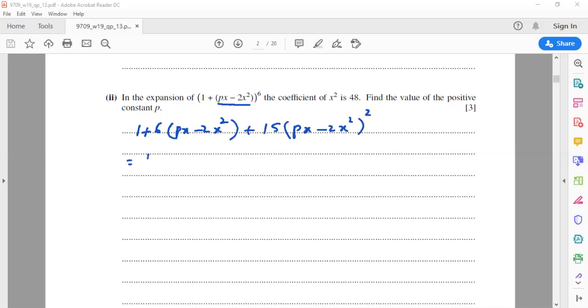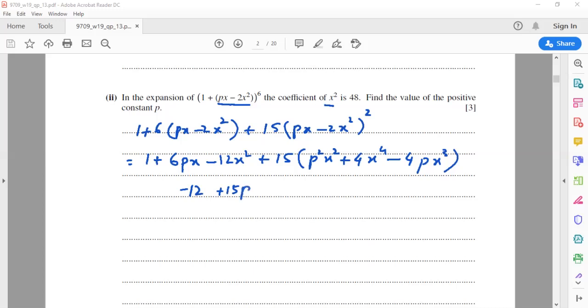So let's expand this, and we will take only the powers of x as squares only. Let's open the square of this, so it becomes p square x square plus 4x to the power 4 minus 4px cubed. Since in the question it is asked that we are looking for only x square, let's take x square only out of that. So the coefficient of this is minus 12, and the coefficient of this is 15 times p square x square, so it's going to be only 15p square.